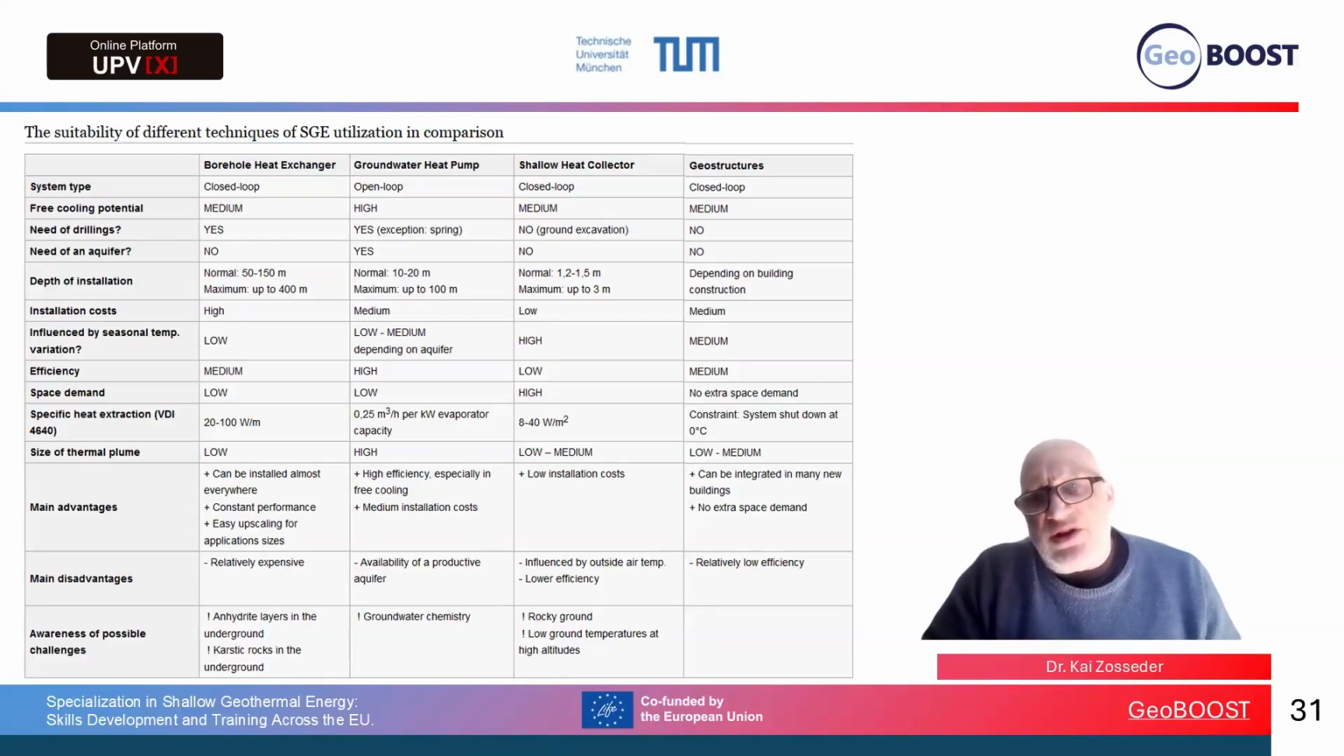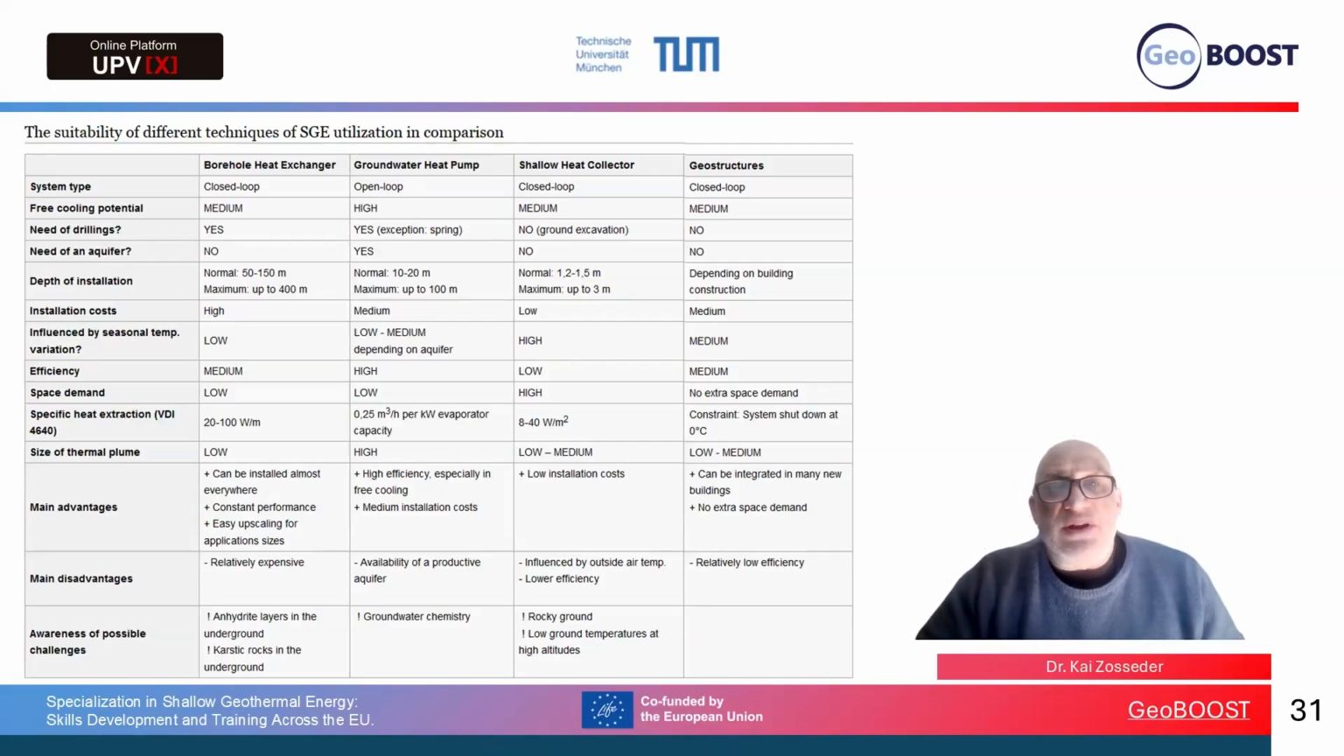And this is a big advantage of shallow geothermal in general, that you can heat and cool your building with these systems. Of course, sometimes you need a drilling, sometimes you need an aquifer. So for groundwater heat pumps, it is essential that you have groundwater available, otherwise it is not possible. But for the others, you can do that in any case. Of course, you have to consider how deep you have to install your system. The installation costs are also very important.